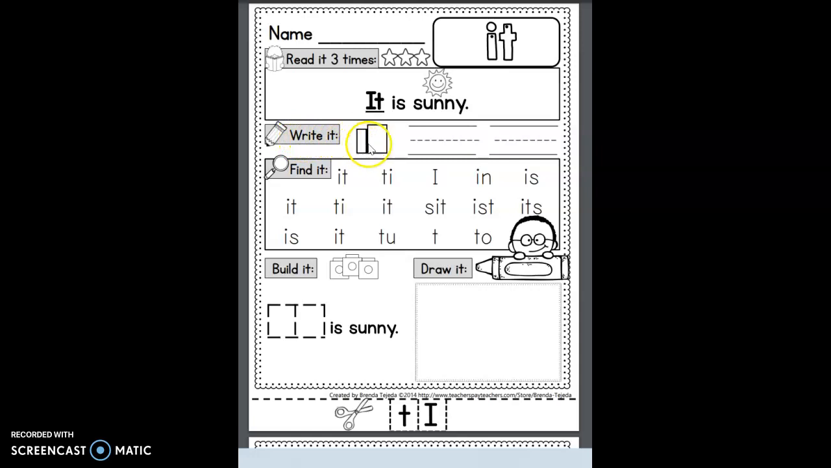Next, we are going to, what's that say? Write it. So there are 2 boxes to write 2 letters. Write it in the boxes, write it on the lines. Remember, put it in the proper spot on the lines twice.